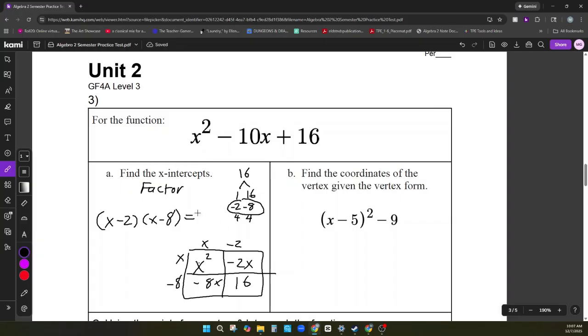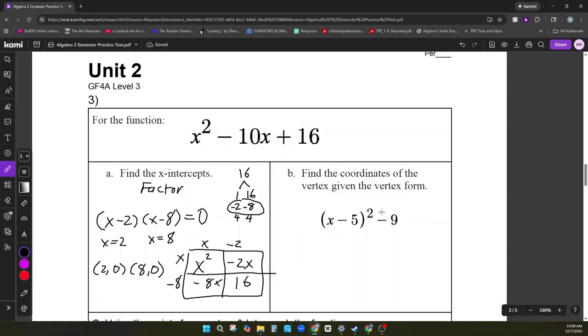The way that we do that is by setting our factored form equal to 0 and testing when does this equal 0 and when does this equal 0. Of course, x minus 2, when does that give me 0? Of course, that's when x equals 2. 2 minus 2 equals 0. Similarly, when x equals 8, 8 minus 8 gives me 0. So I have my two x-intercepts here. That being (2, 0) and (8, 0).